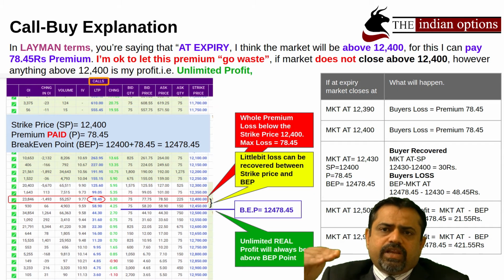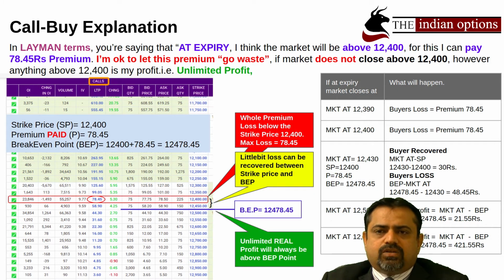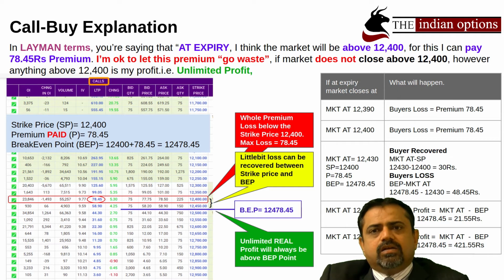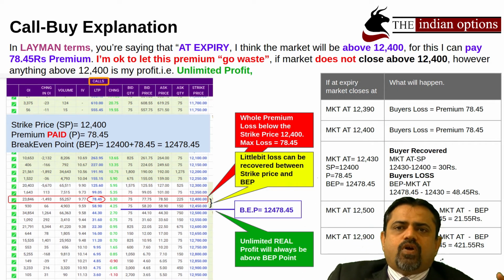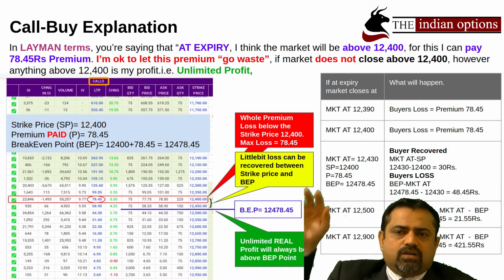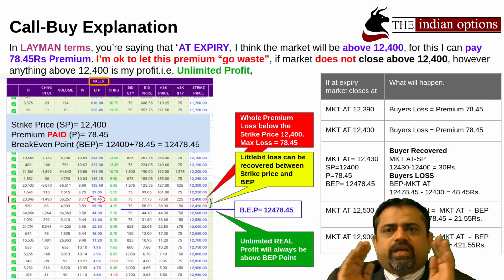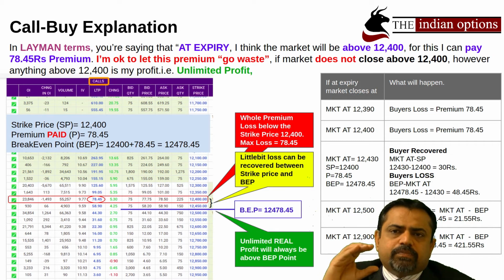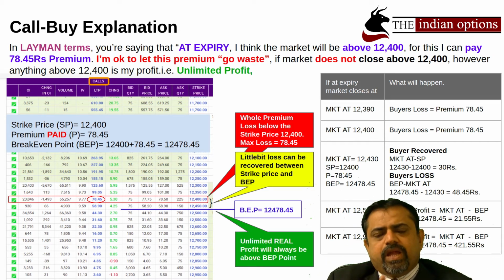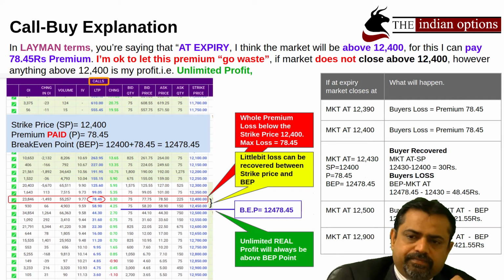Now these are various scenarios. Here on the upside, there is no limit, it's unlimited profit. So if the market goes to 13,000 or 14,000 or 15,000, he is going to make a hell of a lot of profit. And he has paid only 78 rupees as a premium in order to get this advantage of the market going up. Moving on to the next slide.